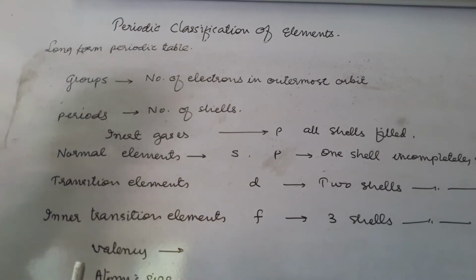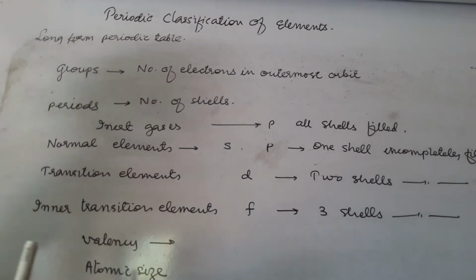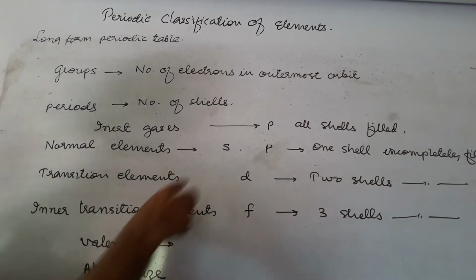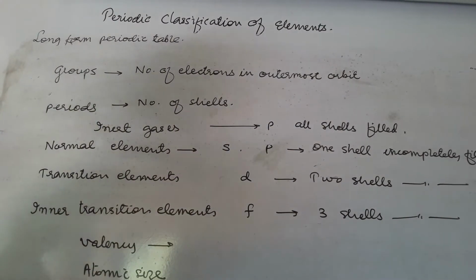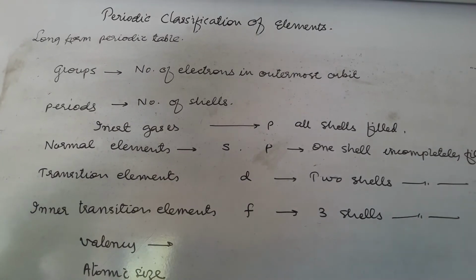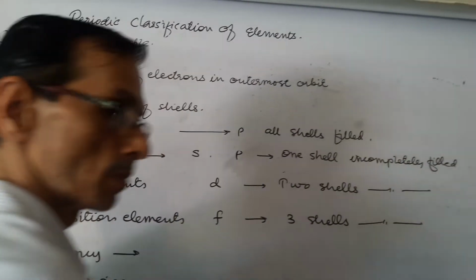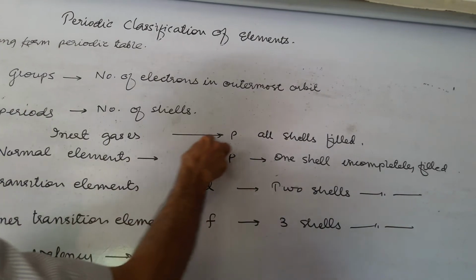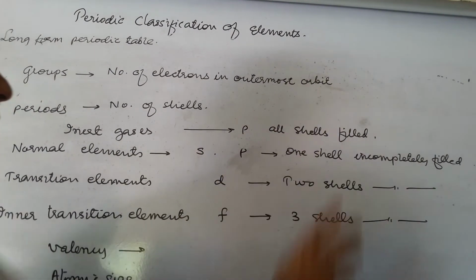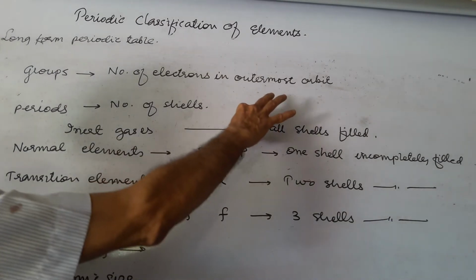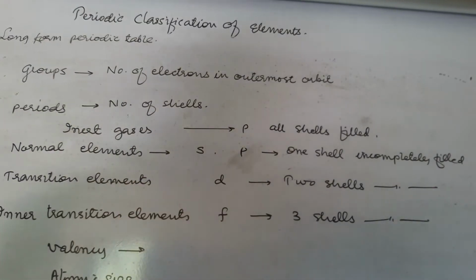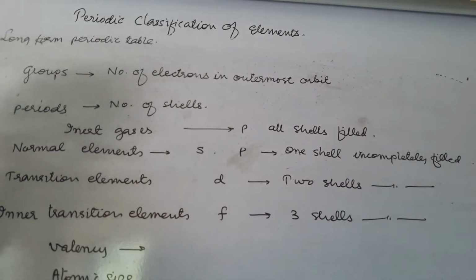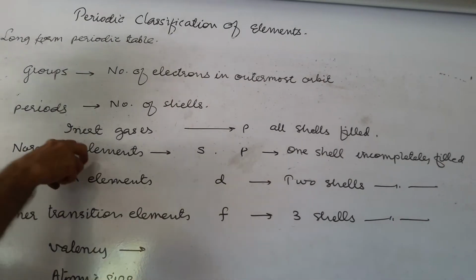So we have seen the modern periodic table has been divided into 4 blocks, S, P, D, F. We will find that S and P blocks are called normal elements, because they have only one shell incompletely filled. The last shell is incomplete. Before that, inert gases, though they lie in P block, have all shells filled. And since all shells are filled, they do not either give electron or take electron, and therefore they are inactive. They do not take part in any chemical reaction. That's why they are called inert gases.